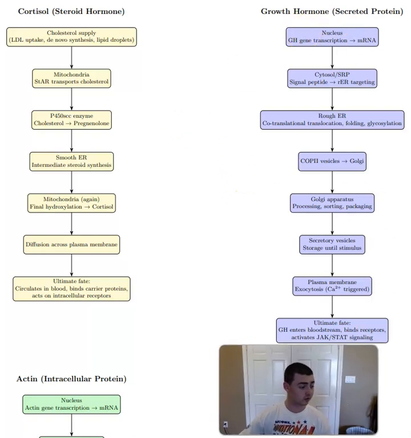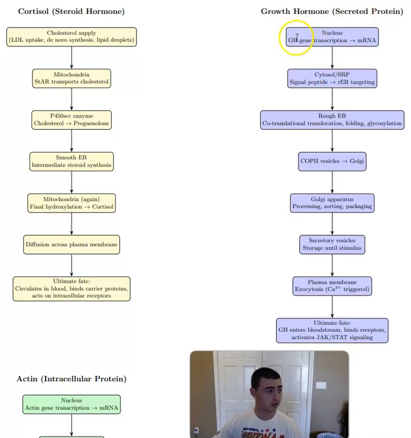Next, we're going to do our growth hormone right here. It starts in the nucleus, where the growth hormone gene is transcribed into mRNA, right here. The mRNA goes into the cytosol, and a signal peptide directs the ribosome to the rough ER. Translation continues directly into the ER, where the protein is folded, forms disulfide bonds, and receives early glycosylation.